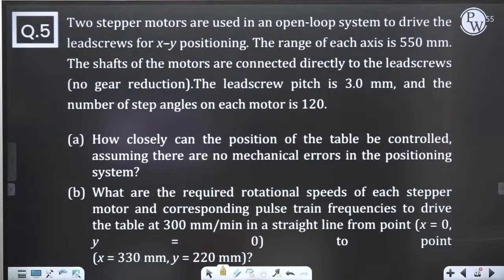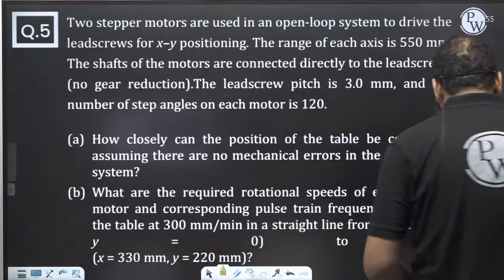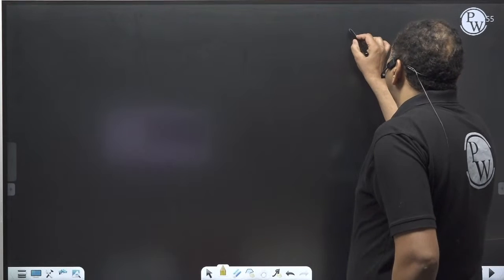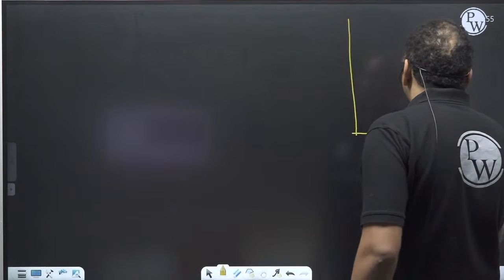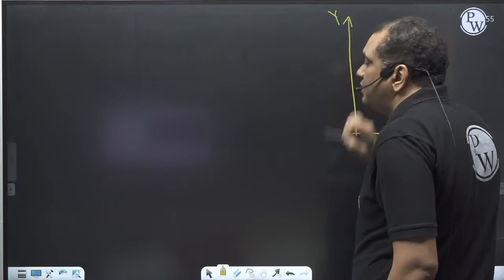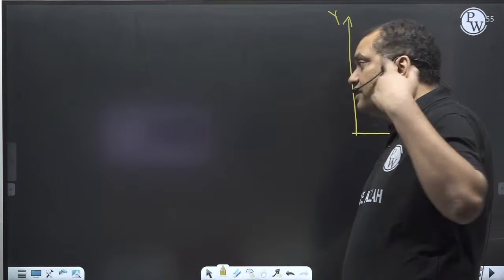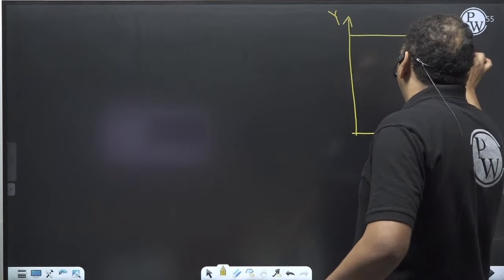Frequency of pulse means basically, it's not the total number of pulses. This is a very good problem. I want you to read and write the data, compile the data. So there are two motors, X and Y. One motor's movement is along the X direction, another motor's movement is along the Y direction.